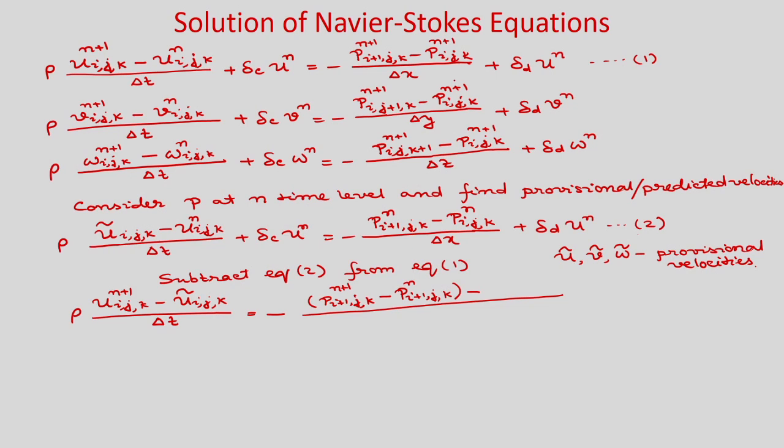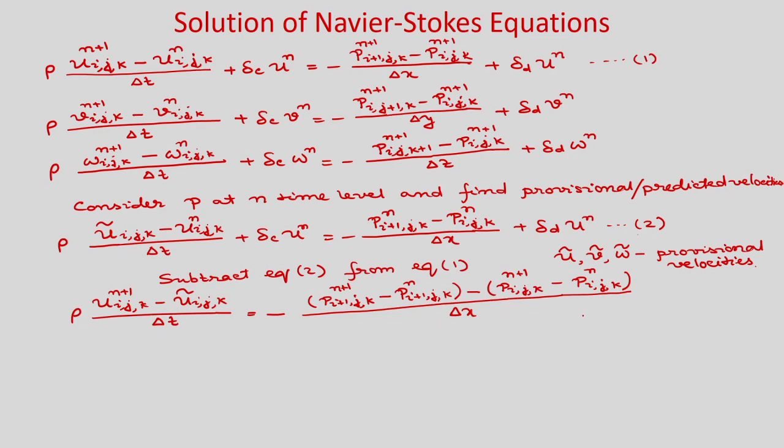minus, now you have p I j k at time level n plus 1 minus p I j k at time level n, okay, divided by delta x, and this diffusion term you can see it is the same. So, it will get cancelled. So, finally, if you subtract equation 2 from equation 1, you will get this expression.